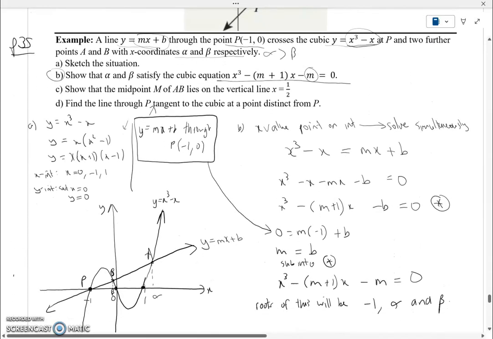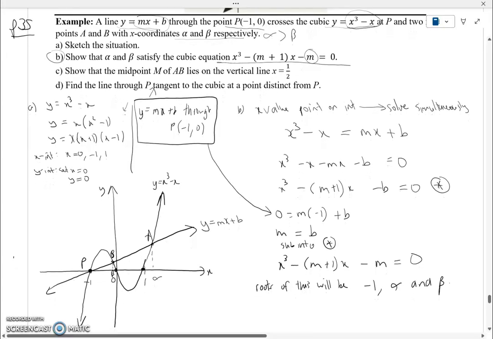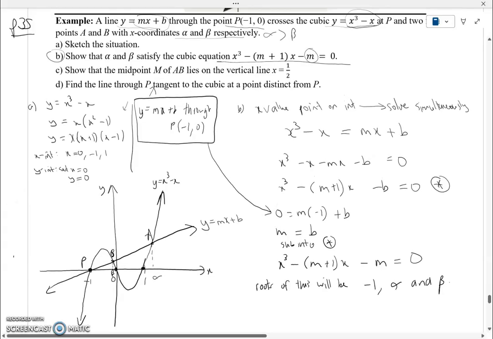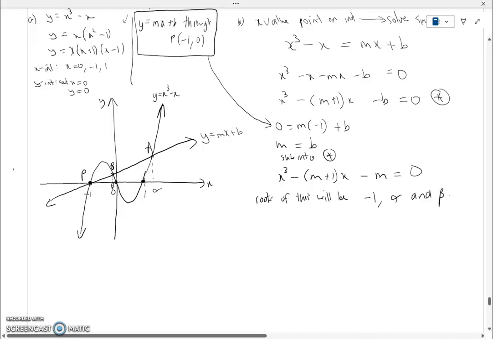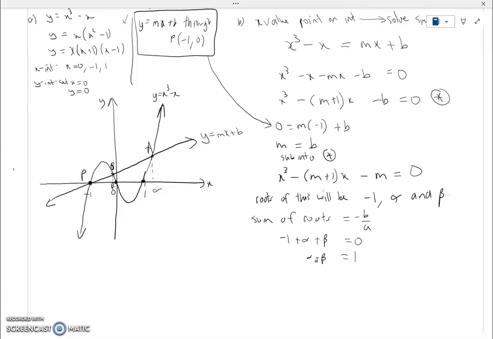Okay. C. Show that the midpoint M of AB lies on the vertical line x equals 1/2. So we can do something similar to what we did on the previous page and consider the sum of the roots of this equation, which is minus b over a. Now careful, there's no x squared term here, so b is actually 0 here, so the sum of the roots is 0. So -1 plus alpha plus beta is equal to that, so alpha plus beta is equal to 1, and the x value of the midpoint will be the average of alpha and beta, which will be 1/2.